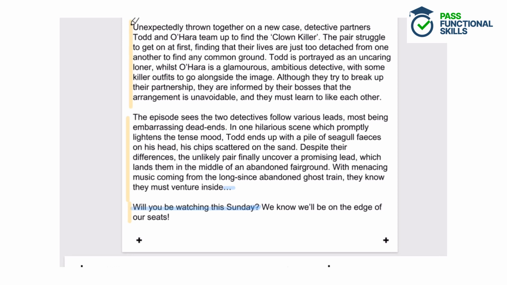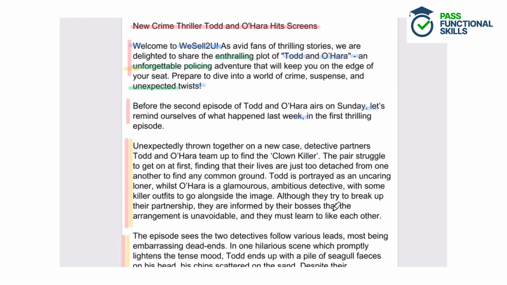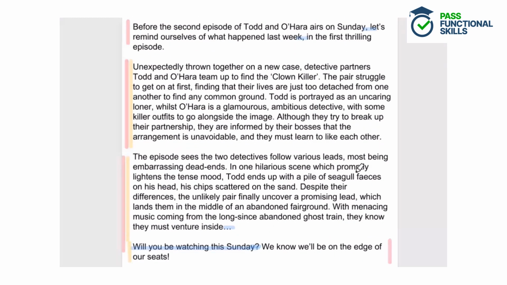The third paragraph gives us details about the characters. The fourth one tells us about the plot. And then finally we have a little bit of encouragement to try and get the reader to watch. So this is a very logical order, and each paragraph talks about something different. Using paragraphs effectively will help you to achieve cohesion in your answer, and that's another point of the marking criteria.